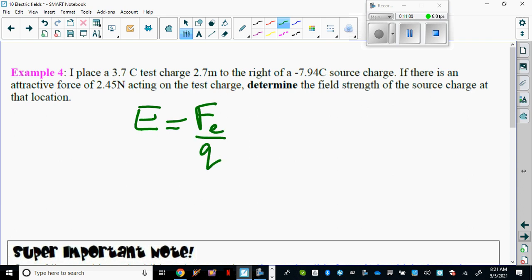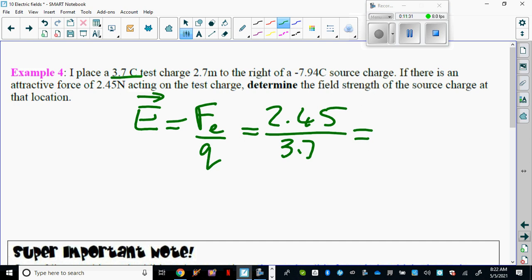The electric field strength equals the electric force acting on the object divided by q. And what is q in this formula? It is the test charge. So you can use that one, not the negative 7.94. You're going to divide those and you get 0.66.